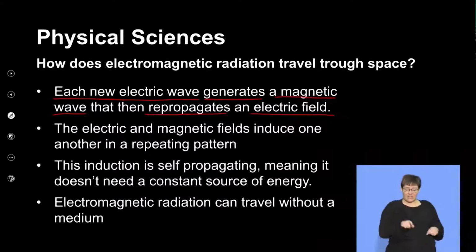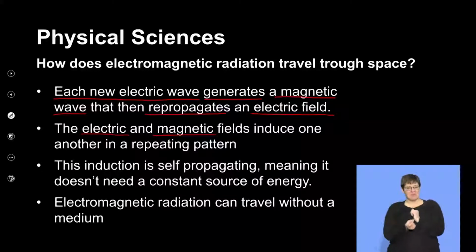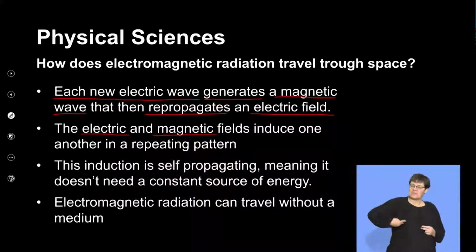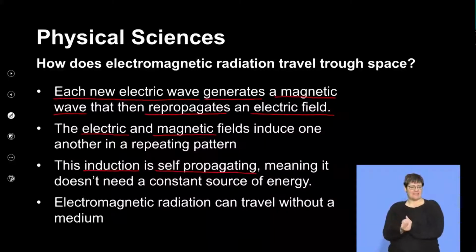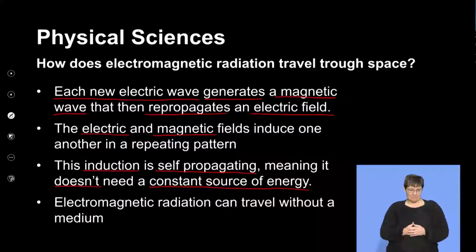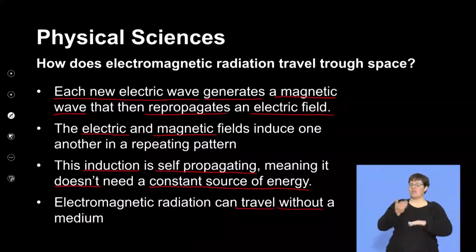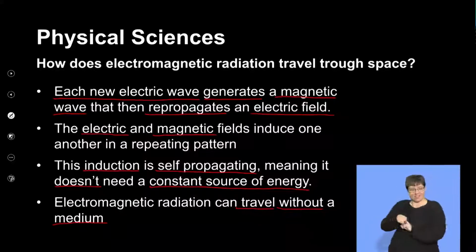The electric and magnetic fields induce one another, i.e., they cause one another to occur. And it is this repeating pattern that we consider to be electromagnetic radiation. This induction is self-propagating, which means that electromagnetic radiation does not require a constant source of energy. And this is also why electromagnetic radiation can travel without a medium, because an electric field and a magnetic field do not require a medium.